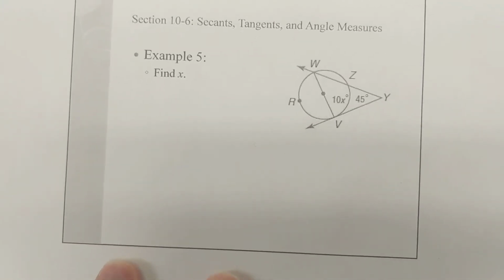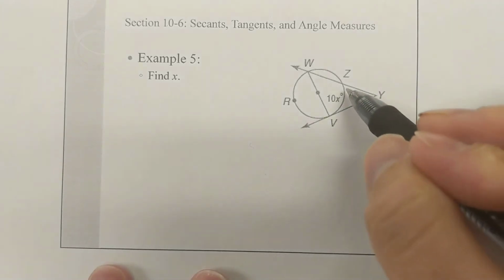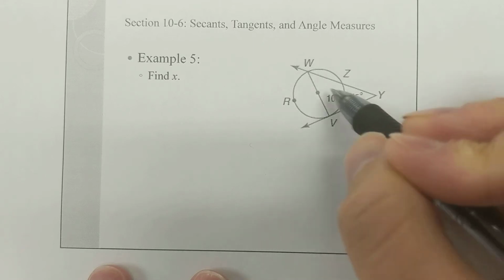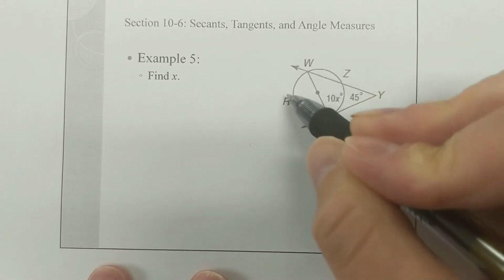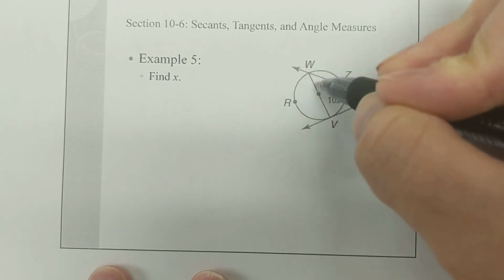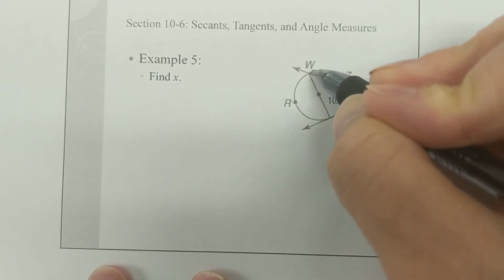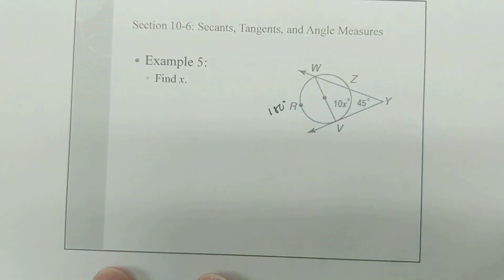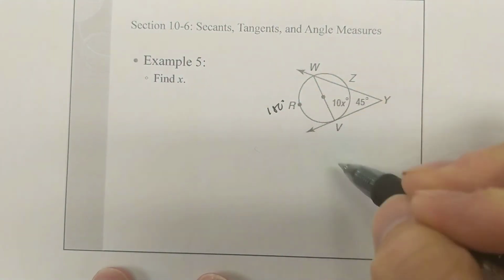Example 5, which is our final one. Find x again. So x is there on the arc. Now, I know the angle, I know one of the arcs, but I need to find the other arc before I can use my equation. The trick for this one is that WV here is a diameter, which means arc WRV is 180 degrees. It's just half the circle. Diameters cut the circle in half.